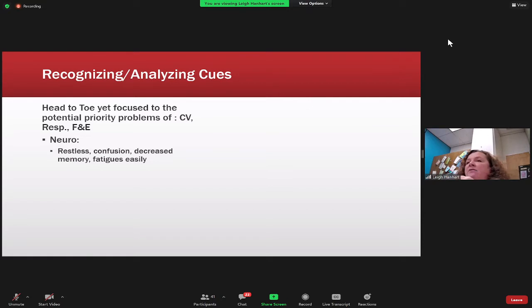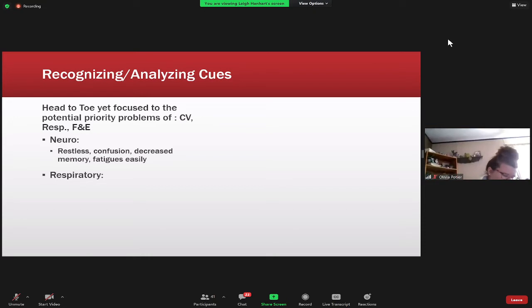Where are we going now in our head to toe assessment? So we're starting with neuro, and where are we going? The chest. Neck and chest. We're going to go to the chest, and one of the first things that we're going to do is look at respiratory, right? What might we anticipate respiratory wise? Orthopnea, right? So what is orthopnea? Can someone tell me that? They have to sit up to breathe. Difficulty breathing while lying down.